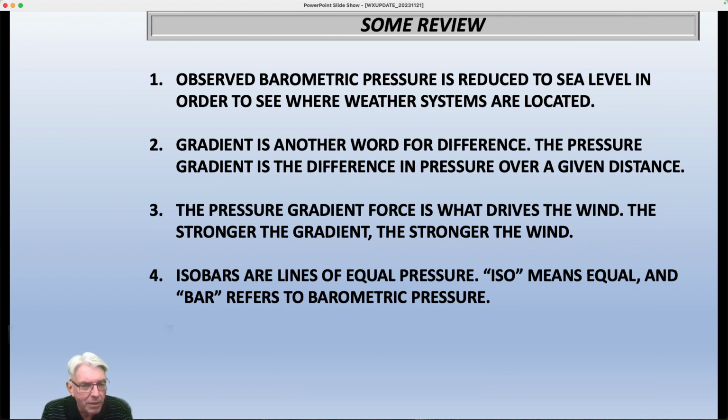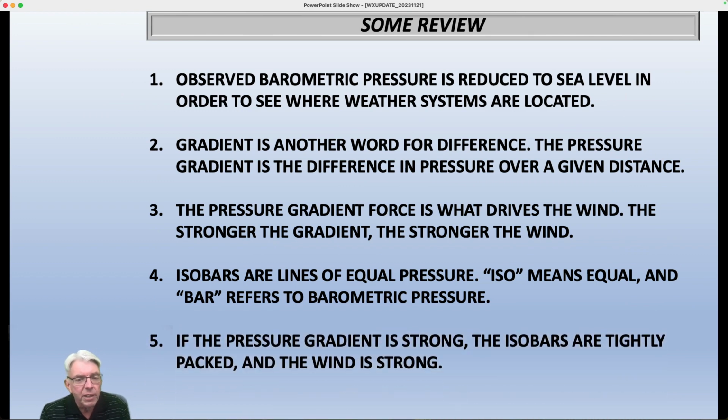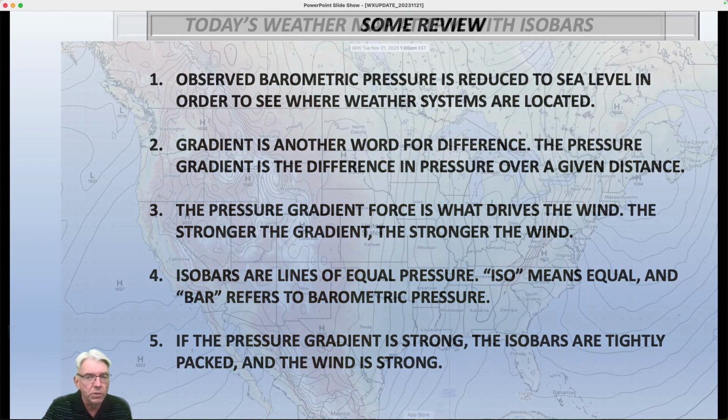Isobars are lines of equal pressure, okay? Iso means equal and bar refers to barometric pressure. So it's like playing a game of connect the dots. You find all the places that have the same air pressure and you draw a line through all of them, and that is an isobar. If the pressure gradient is strong, in other words, the difference is large in pressure over a given distance, then the isobars are going to be tightly packed and the wind is going to be strong. If, however, the pressure gradient is weak, there may only be 1 or 2 isobars over a given distance, and the wind will be weaker as a result of that.